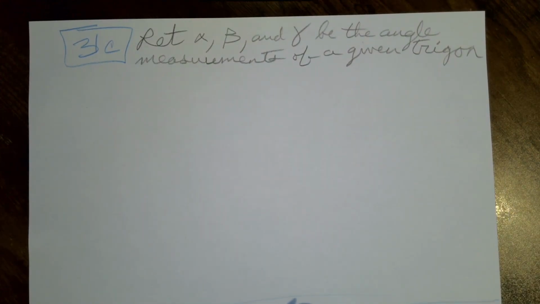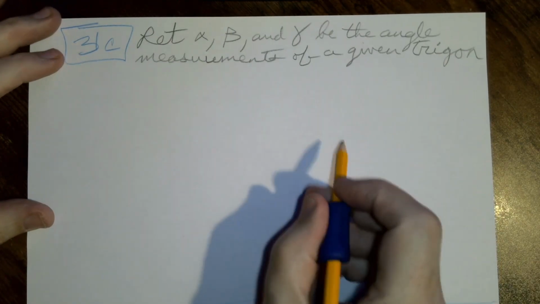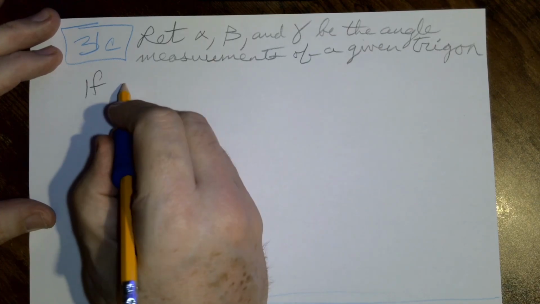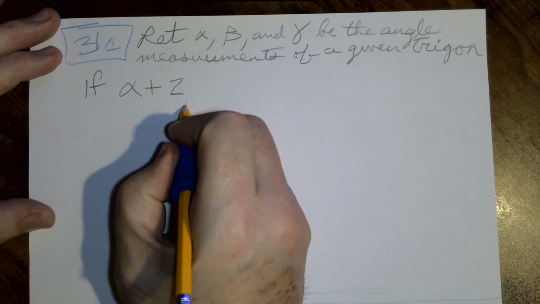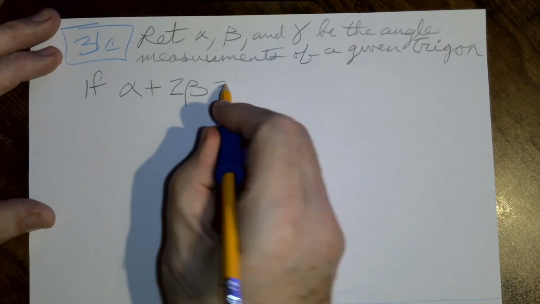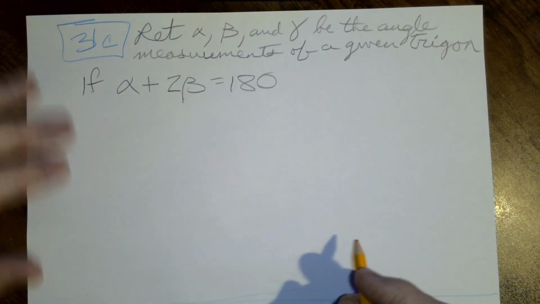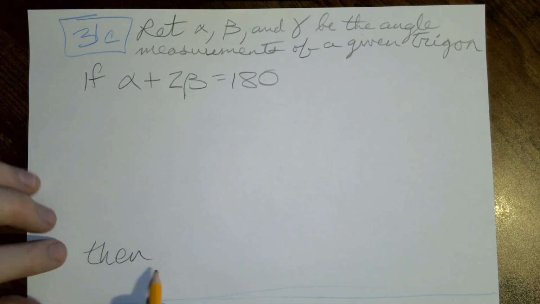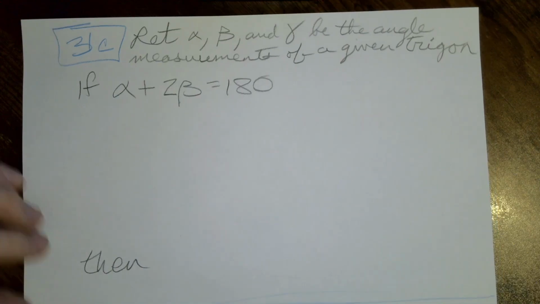Okay, for 31C, they just say if alpha plus 2 beta equals 180, then what can we say? What can we say about the trigon?